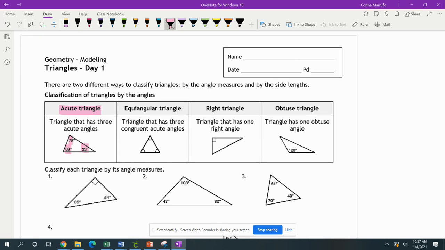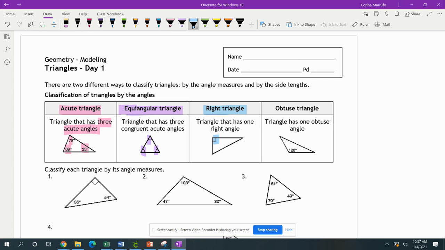Okay, so a triangle that has 3 acute angles. Okay, an equiangular triangle. Now if you notice, equi has the word equal, so equal angles, that's what it means. Okay, so that means that all the angles are the same. This is called equiangular. And then we have a right triangle. So it's a triangle that has one right angle.